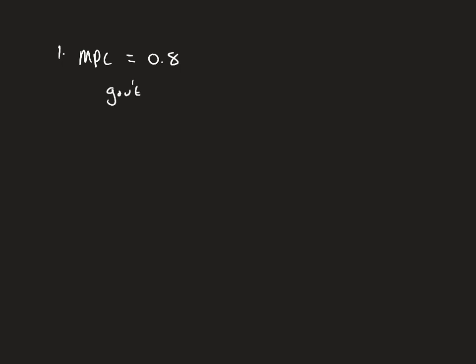For government spending, our multiplier is 1 over 1 minus MPC. So we'll plug it in: 1 over 1 minus 0.8, which is equal to 1 over 0.2, which is equal to 5. So our government spending multiplier, if the MPC is 0.8, is going to be 5.